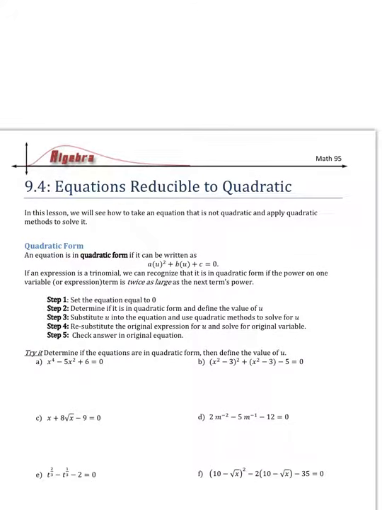Now, we've got these tools to solve quadratic equations. What makes an equation quadratic? The second power. Squared, right? X squared. So if we have x squared, it's quadratic. Well, we can have some equations that don't have an x squared, but we can still use these methods to solve them. These are what we call equations that are reducible to quadratic, or they're in quadratic form.